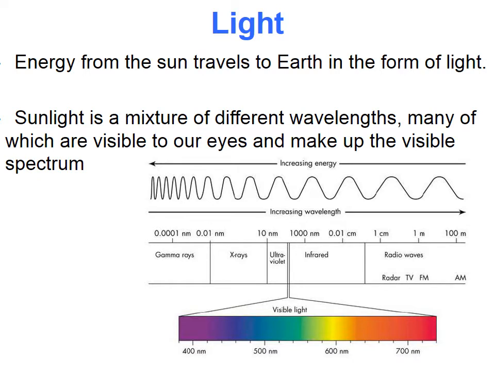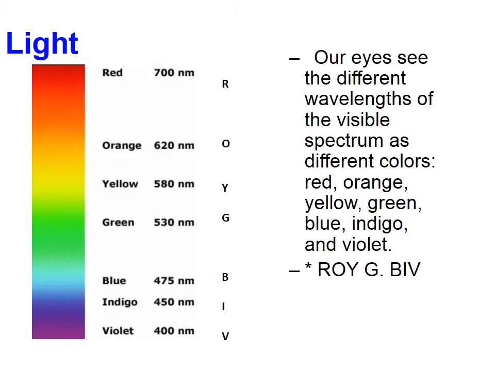If you look at sunlight, it is a mixture of different wavelengths. And if you look at the wavelengths that come from the sun, here you see gamma rays to the left, all the way to radio waves on the right. Well, in the middle here, between ultraviolet and infrared, is the visible light spectrum. And these are the wavelengths that we are able to see, and we see them as colors.